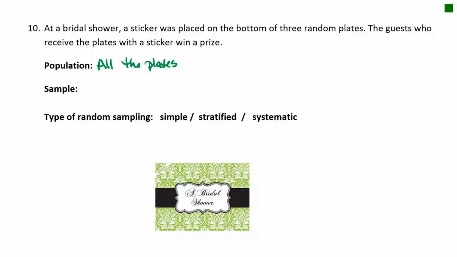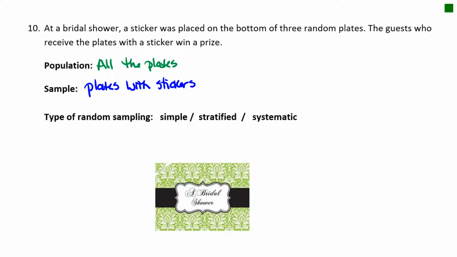Wow, sorry about that. All the plates are what we're talking about. Now, which plates do we care about? We care about the 3 plates with stickers. Those are the ones that we are collecting our data from, okay? So remember, population doesn't mean people. It means the bigger thing we're talking about here.